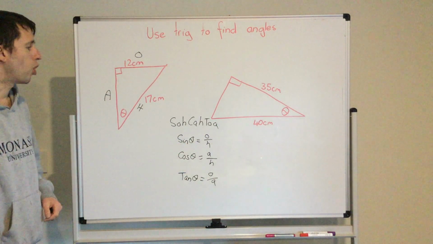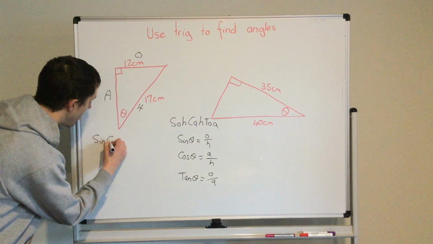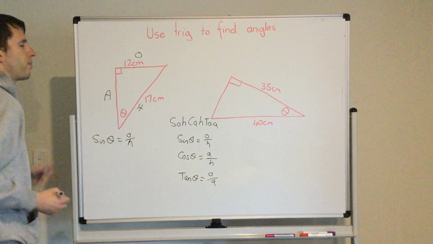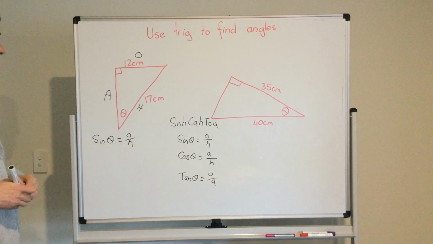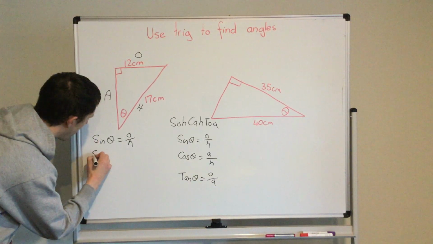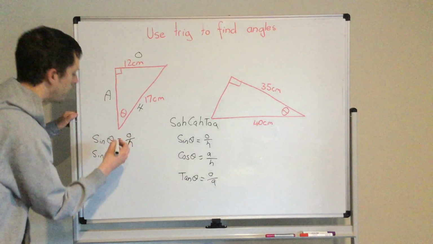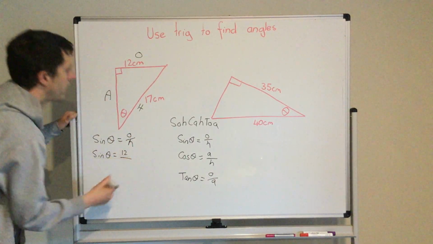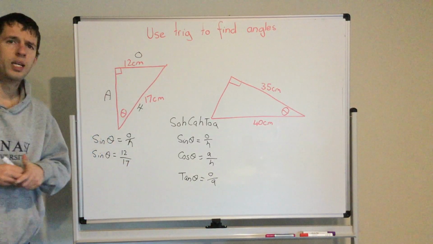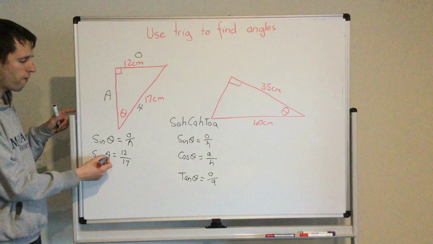Sine alpha equals opposite over hypotenuse. So I will use that and I will write that down. Sine alpha equals opposite over hypotenuse. The next thing we are going to be doing is substituting those values. So I don't know what alpha is, but I do know that opposite is 12 centimeters, hypotenuse is 17.